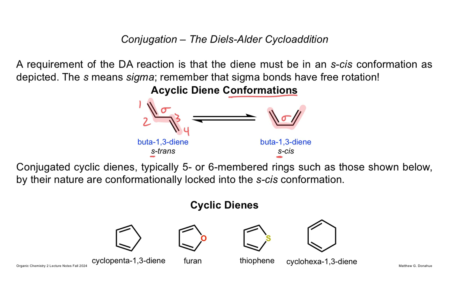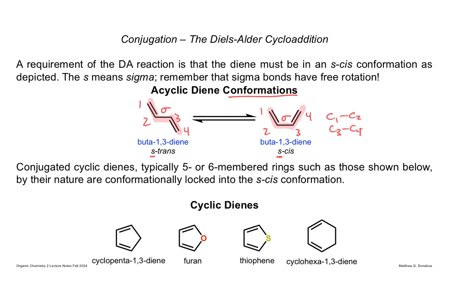See how it says S trans and S cis? Normally when we talk about cis trans, we're talking about double bonds, but the S means rotation about a sigma bond. So S trans means carbons 1 and 2 are on the opposite side of the sigma bond to 3 and 4. So S cis, C1 to C2, C3 to C4, they're on the same side of that sigma bond.